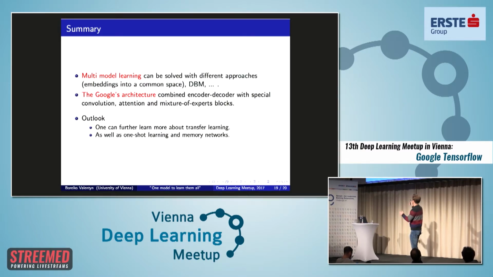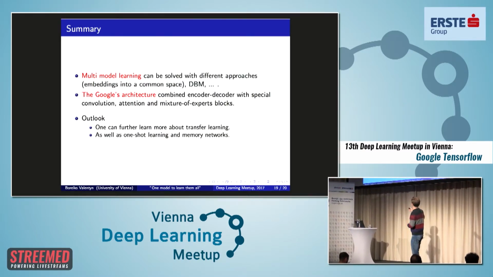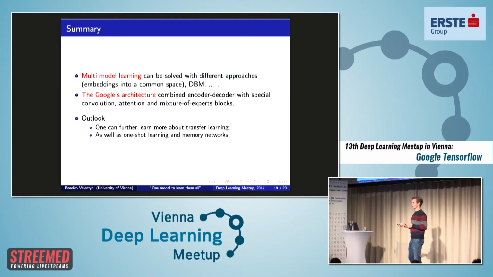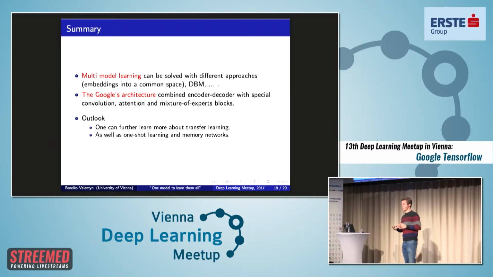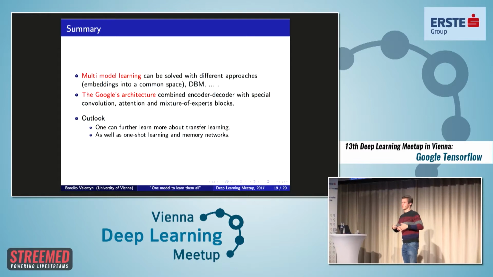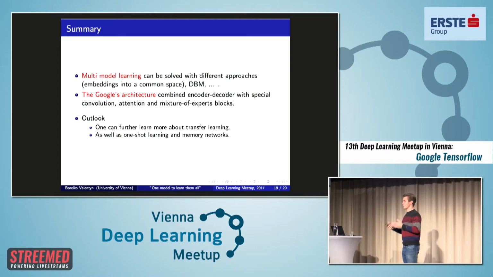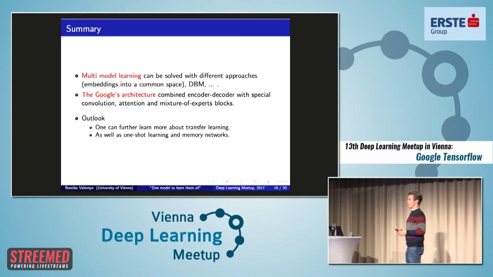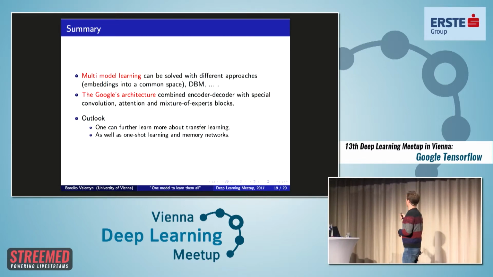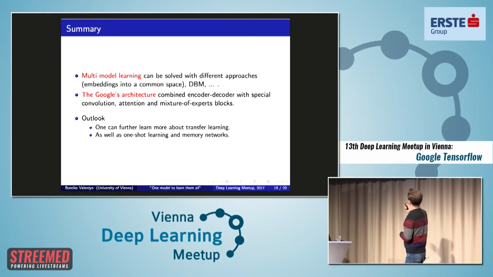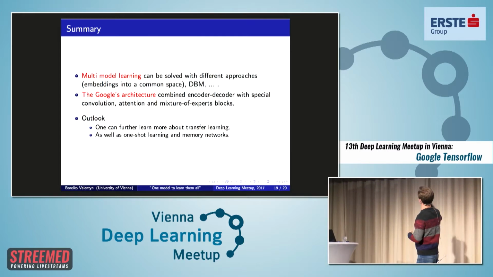And just to sum it up, multimodal learning can be solved with different approaches. This model is not a new one, but a more general one. It considers more modalities and has more tricks that save computational time, for example batch normalization and attention and so on. And yeah, so I stated that here.